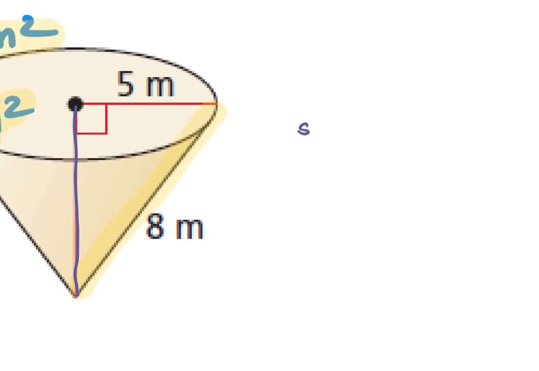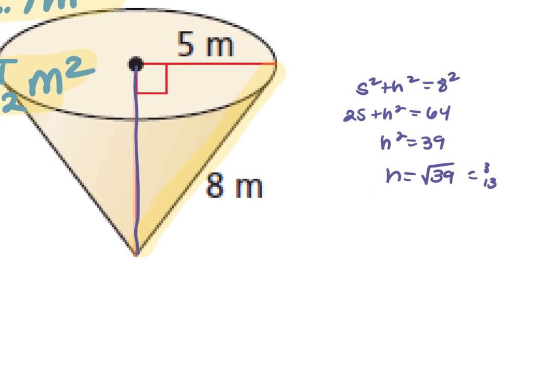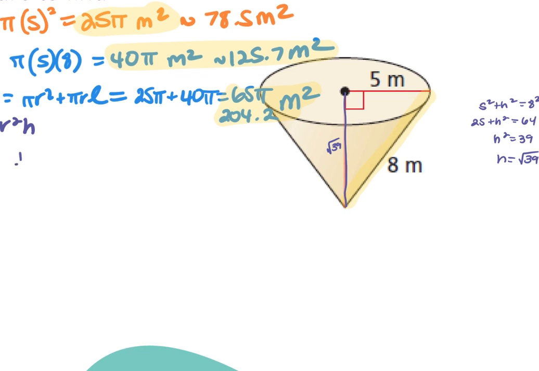Yep. 5 squared plus the height squared is going to equal 8 squared. 25 plus h squared equals 64. 64 minus 25 is 39. And the height is the square root of 39. It goes nowhere, so it's going to stay that way. Yep. So then it's 1/3 pi, r is 5, squared times the square root of 39.